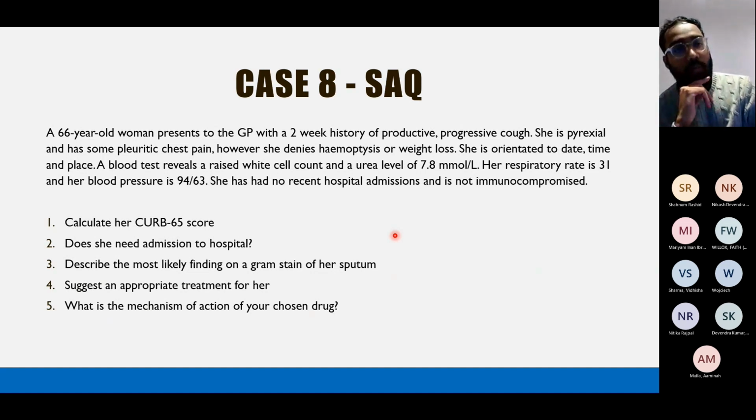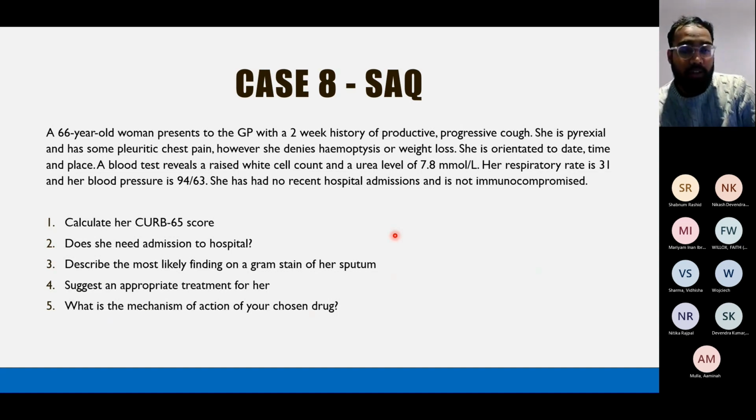We've got a 66-year-old woman with a 2-week history of productive cough. It's getting worse over the 2 weeks, which is why she's come in today. She's got a fever. She has some pleuritic chest pain, but she's had no weight loss and she hasn't coughed any blood up. She knows where she is. She knows the day and time. And you do some baseline bloods and it comes back with a very high white cell count and a urea of 7.8. Her respiratory rate is 31 and her blood pressure is 94/63. She's had no hospital admissions and she's not immunocompromised.